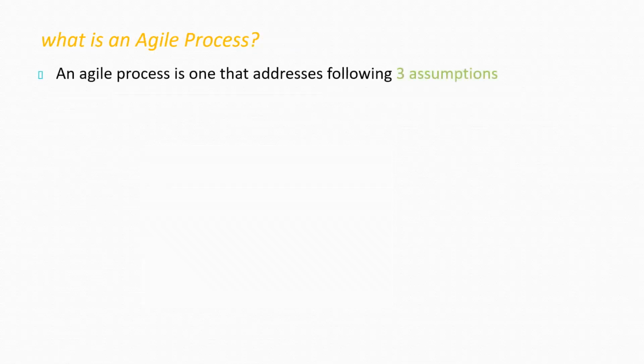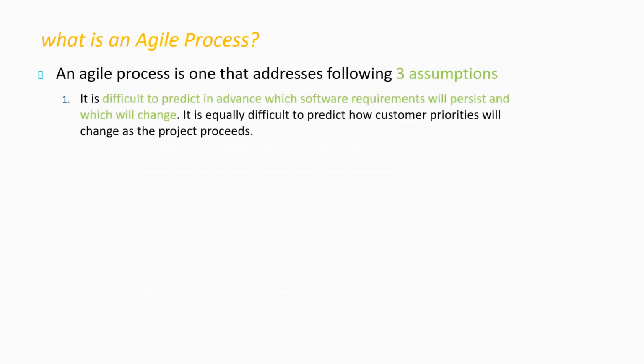What is an agile process? An agile process is one that addresses the following three assumptions. One is that it is difficult to predict in advance which software requirements will persist and which will change. What is the meaning of this? It is very difficult at the beginning stage to know which software requirements will persist, meaning which will withstand, and which will change.